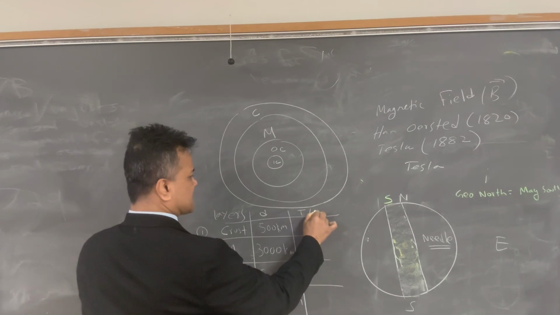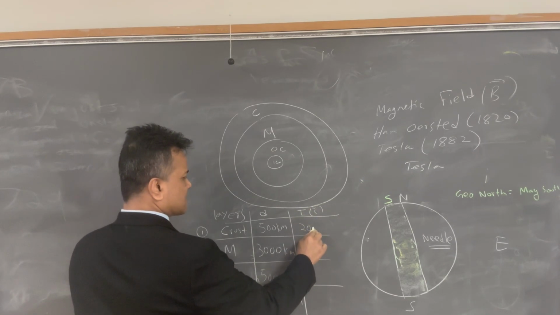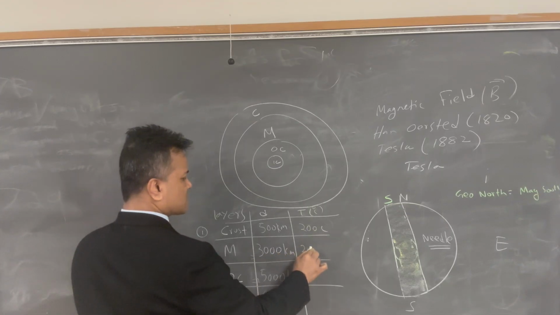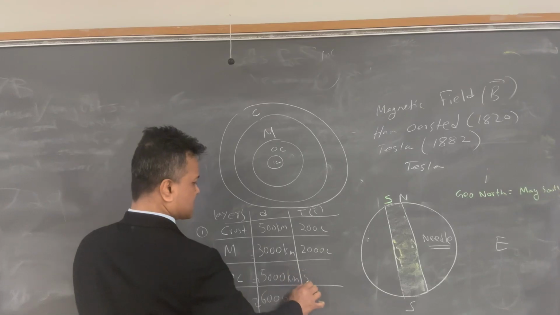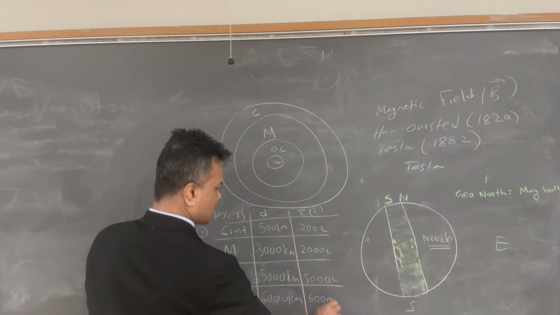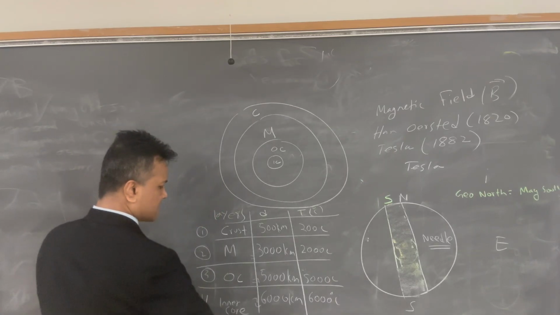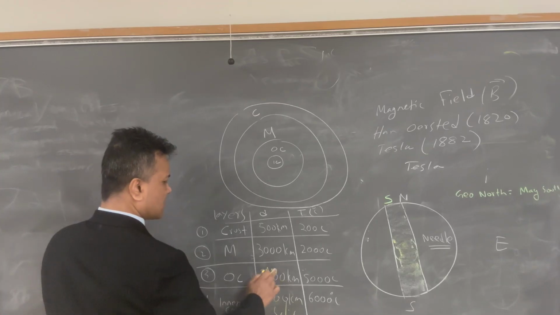Temperature in Celsius, this one can get as much as 200 Celsius. This one gets 2,000 Celsius. This one gets 5,000 Celsius. This one gets 6,000 Celsius. This one's pretty solid. This one is melted, liquid.